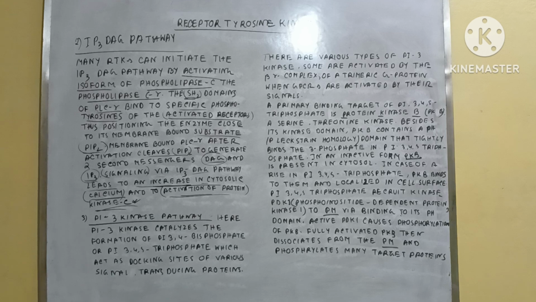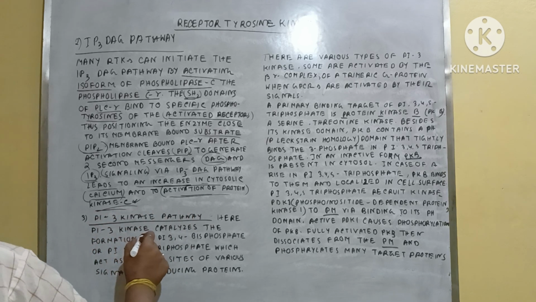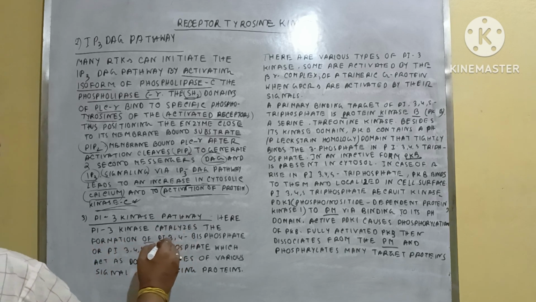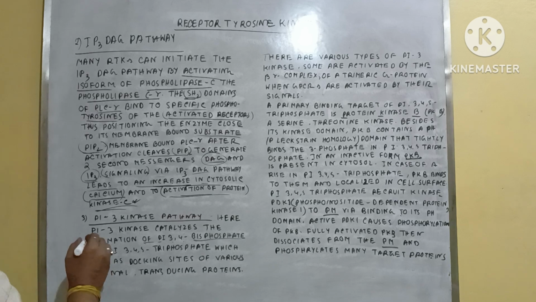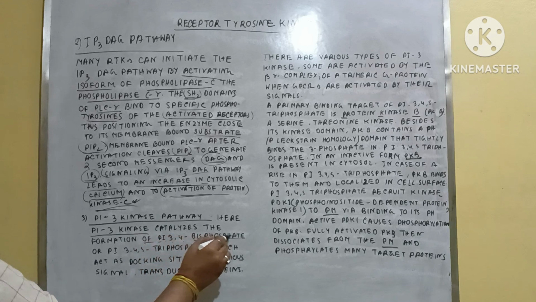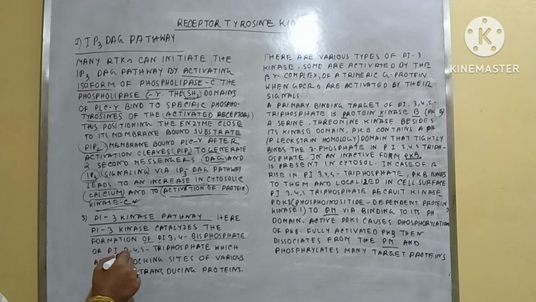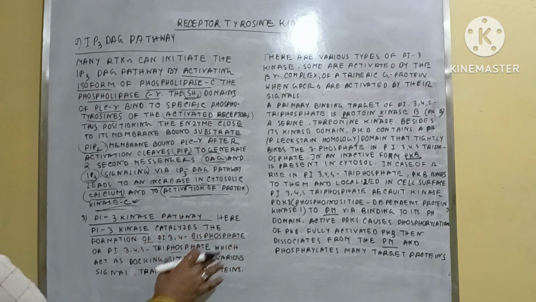Clear? Third is the PI3 kinase pathway. Here PI3 kinase actually catalyzes the formation of PI-3,4-bisphosphate. So what is happening here? PI3 kinase catalyzes PI-3,4-bisphosphate or PI-3,4,5-trisphosphate. After catalysis by PI3 kinase, two products may be formed: one is PI-3,4-bisphosphate, the other is PI-3,4,5-trisphosphate.